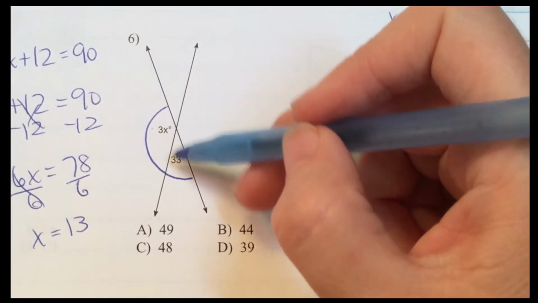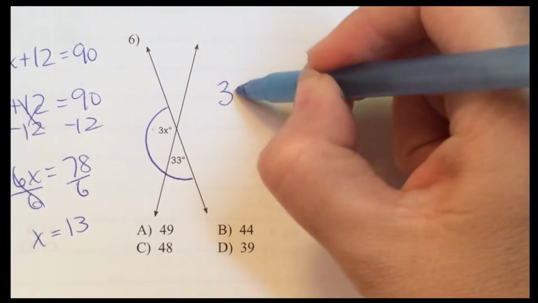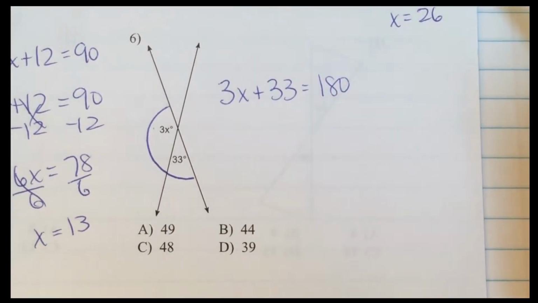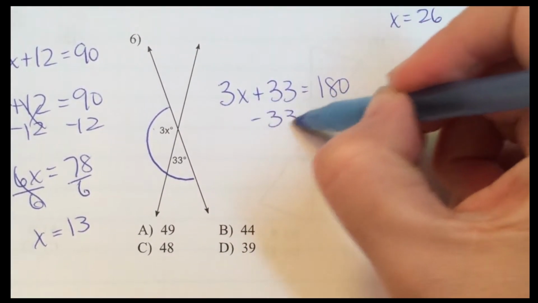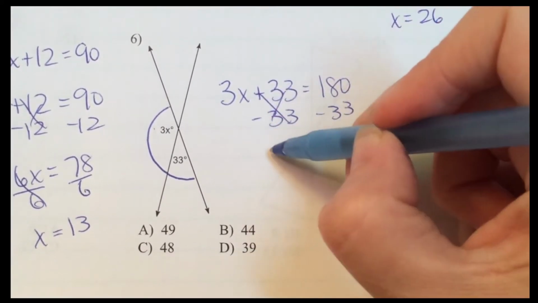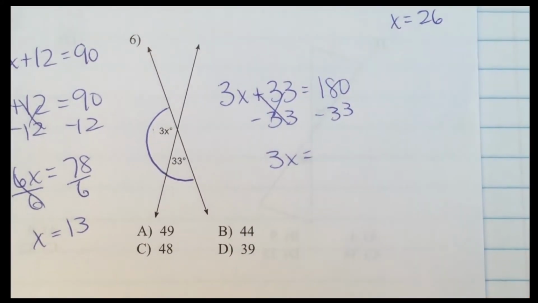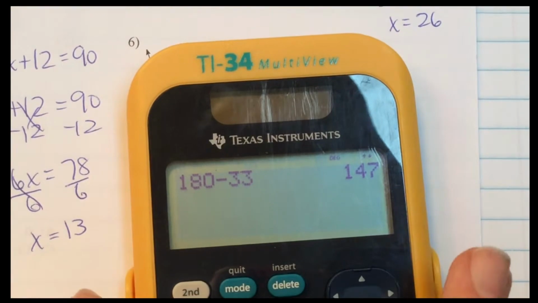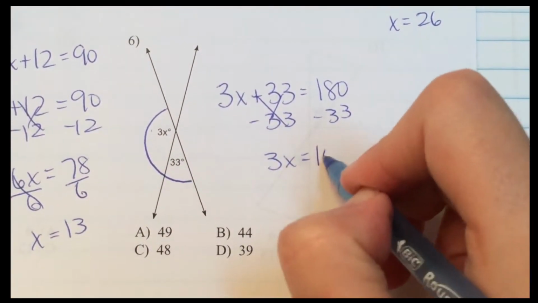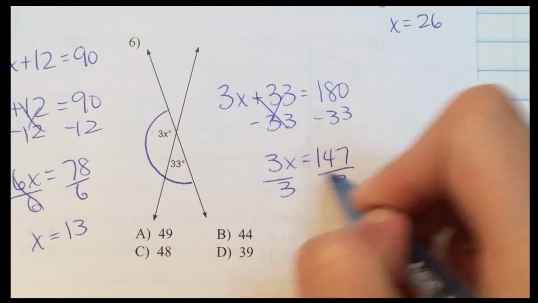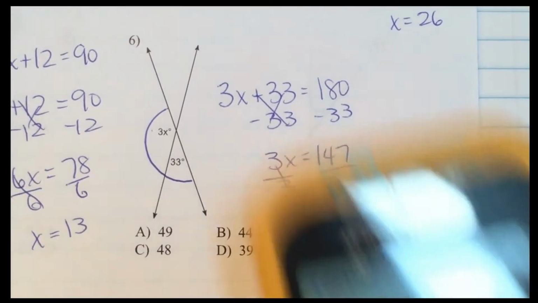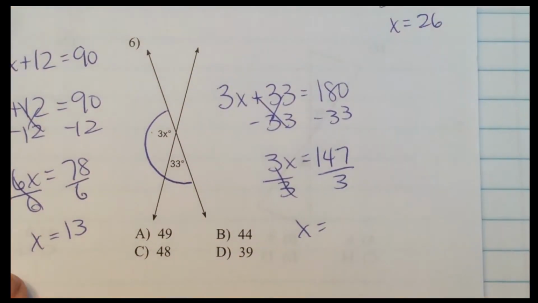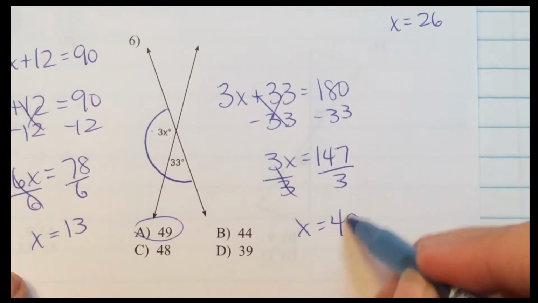Since they create the straight line, I'm going to add them together, and I'm going to equal 180. Then I'm going to subtract 33, and 180 minus 33, 147. Then I'm going to divide by 3 on both sides, and 147 divided by 3 is 49. Which is A.